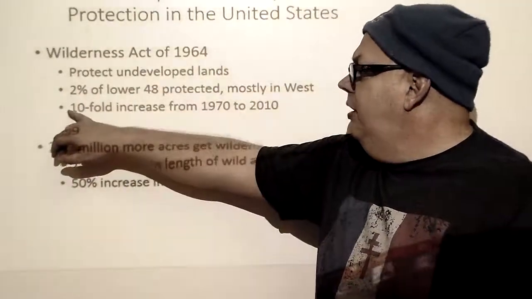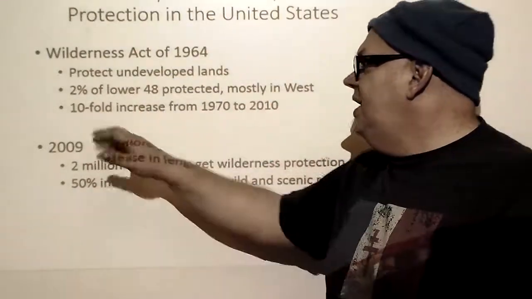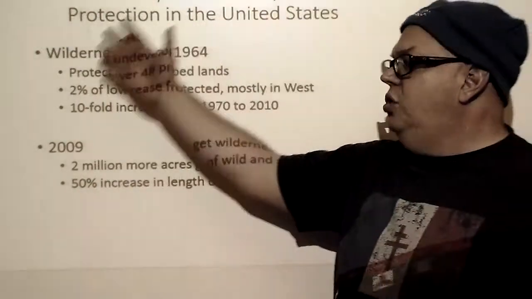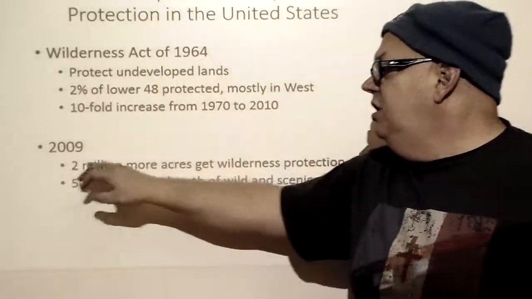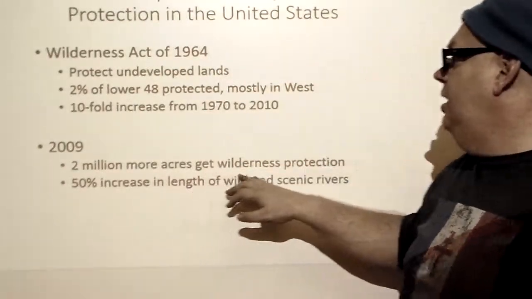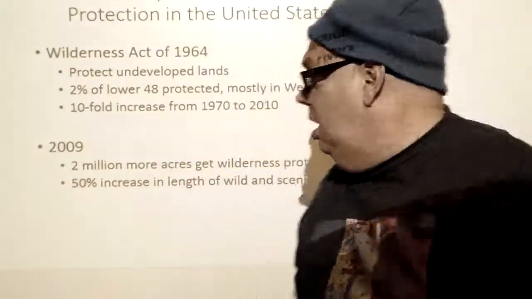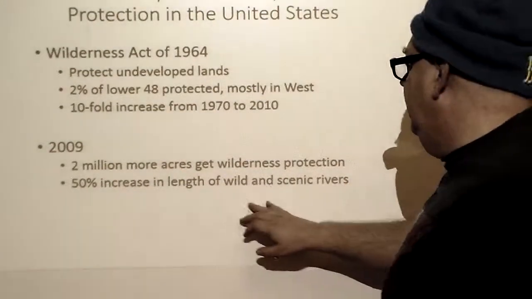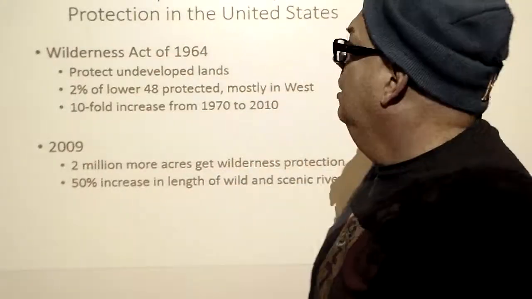Okay? Now, there has been an increase from 1970 to 2010, a 10-fold increase. So we are actually trying to protect more land out there. Now, in 2009, we've got 2 million more acres getting wilderness protection, some of it including up here in the local desert as well. There is a 50% increase in the length of wild and scenic rivers that are also being protected. Okay?